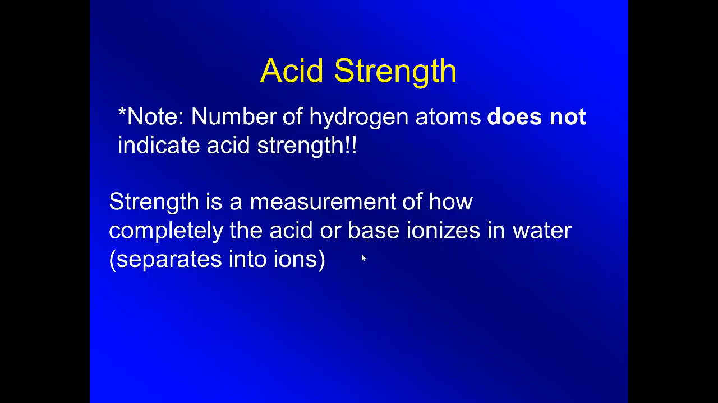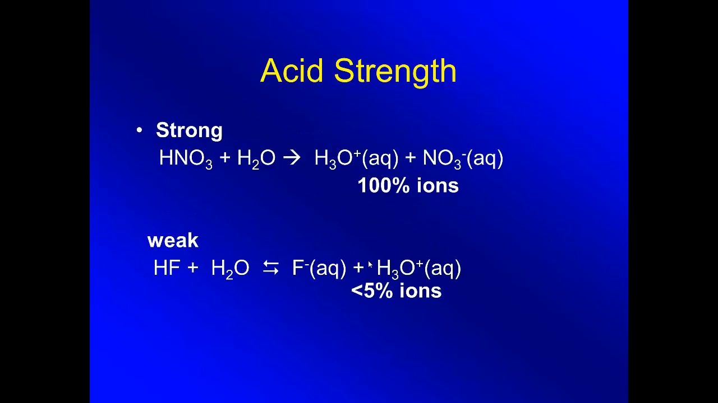So I gave you some examples written here, and so this is what you're looking at. And notice right now we're going to start noticing some difference. This is a single arrow saying it's going to completion. This is saying that nearly all of this is being disassociated and it's making all of these ions. Compared to the weak, notice the weak.